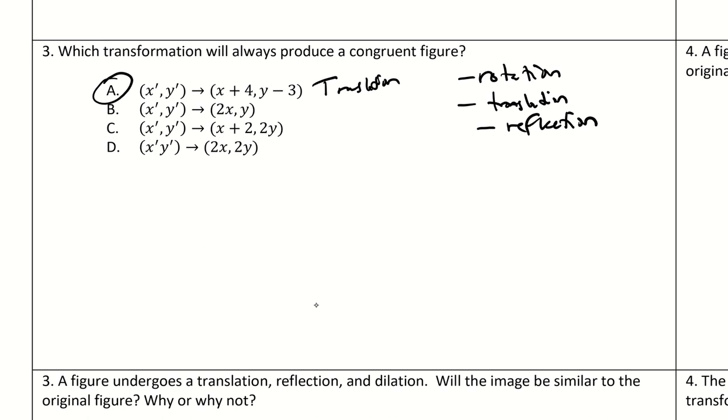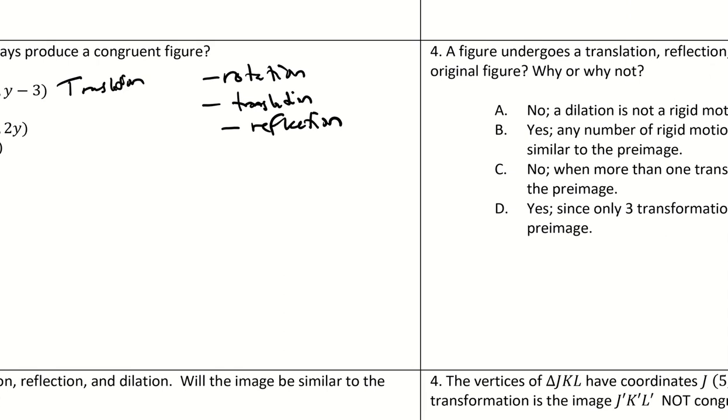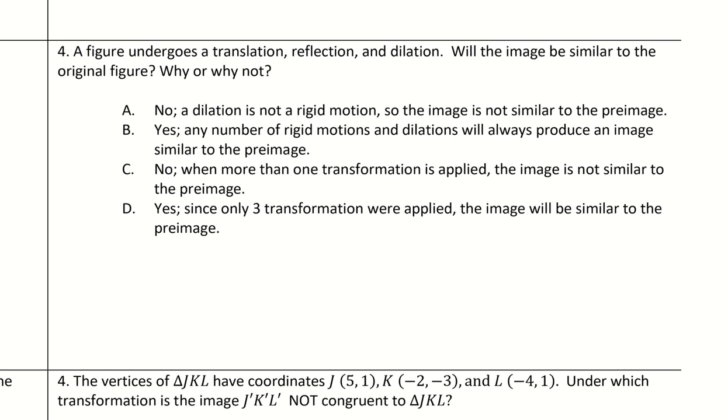This is not a dilation, but it's a type of stretch, right? X is getting bigger by 2 times. This is not either of those. This is actually a combination, and this is a dilation. So the answer is A. Dilations never produce congruent figures here.